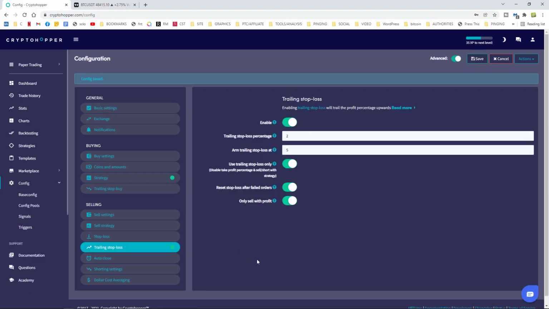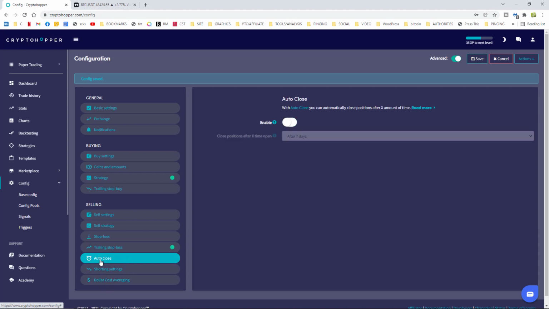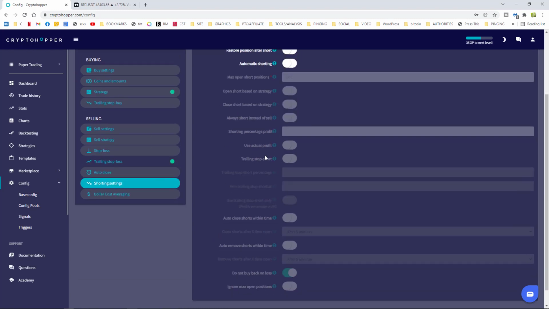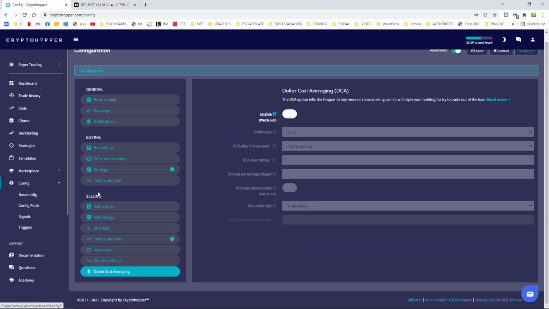Now let's say DCA. Alright, auto close, there's nothing set in there. Shorting settings, nothing in there. I really don't know how to use this yet. I would like to learn. Alright, so if you learn that, let me know how you do it. Alright, dollar cost averaging. Now this is very handy.